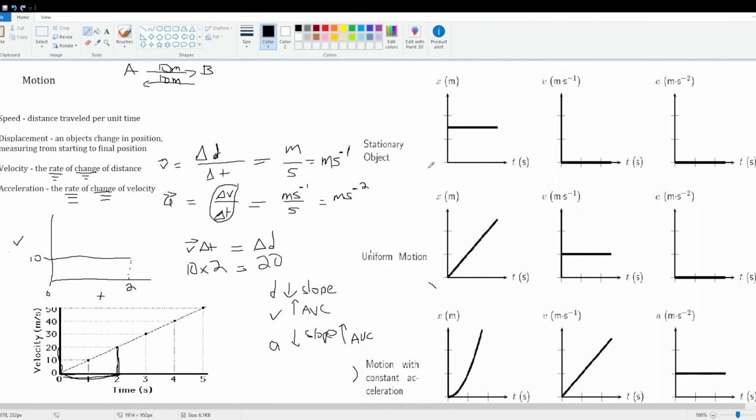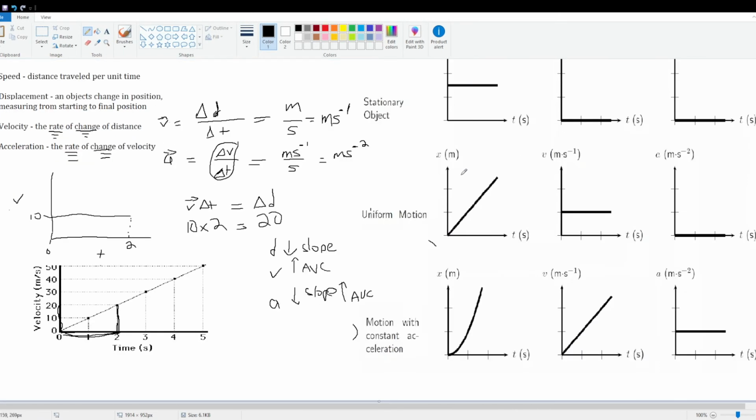So an object that is not moving, right? So it's stationary. That's what stationary means, not moving. As time goes on, its displacement or distance is going to be the same. It's not going to be changing because there's no movement. Its velocity is going to be 0 because it's at rest, and its acceleration is going to be 0.